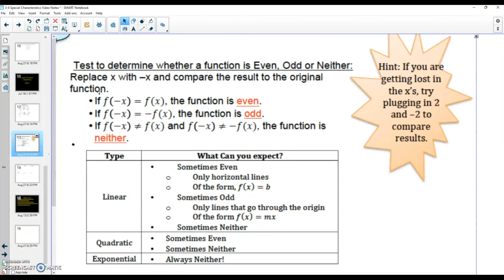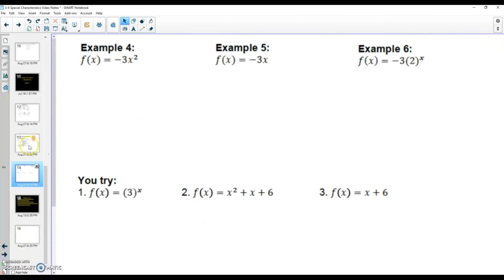For a quadratic, sometimes it will be even, sometimes it will be neither. You just will have to determine where that axis of symmetry is. And then finally, the easy one, exponential, will always be neither. An exponential function can never be even, and it can never be odd. So let's jump in and look at figuring this out algebraically.